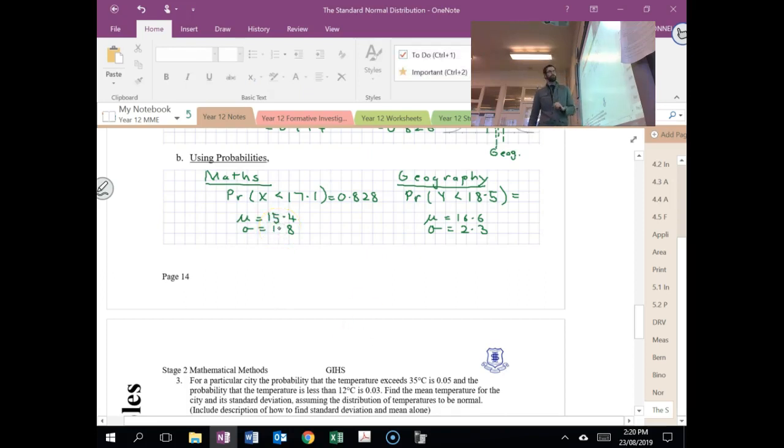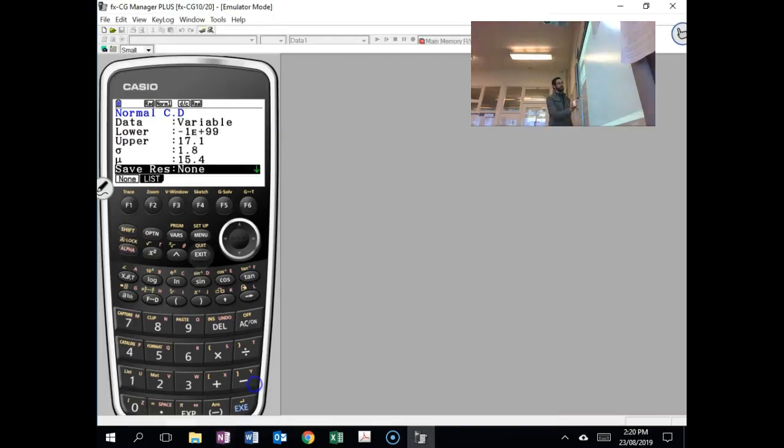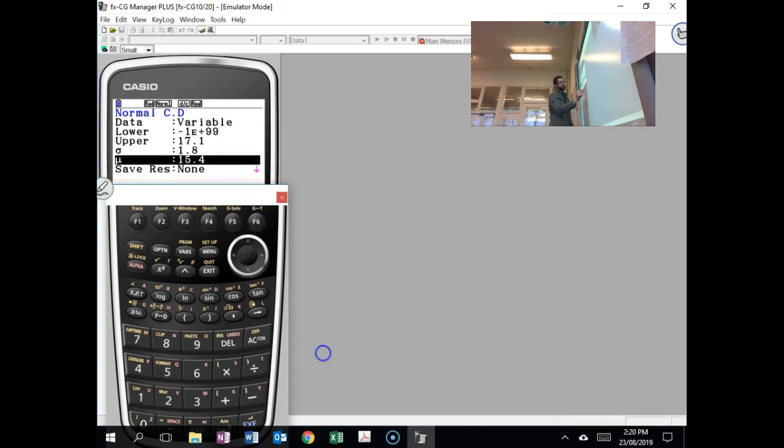Now, for geography, the probability that it is less than 18.5. So let's come back to here. We're going to change that one to 18.5. Standard deviation was 2.3, and the mean was 16.6. If we go through and calculate that, we get 0.796.